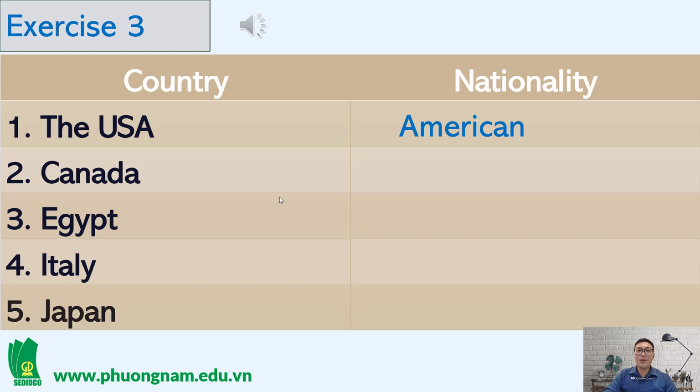Now, let's move to exercise number 3. On the left column, we have the country, and on the right, we have nationality. So in this exercise, you have to write the nationality for each country. For example, the USA, American. And I will give you 5 minutes to do this task. Are you ready? Let's go.